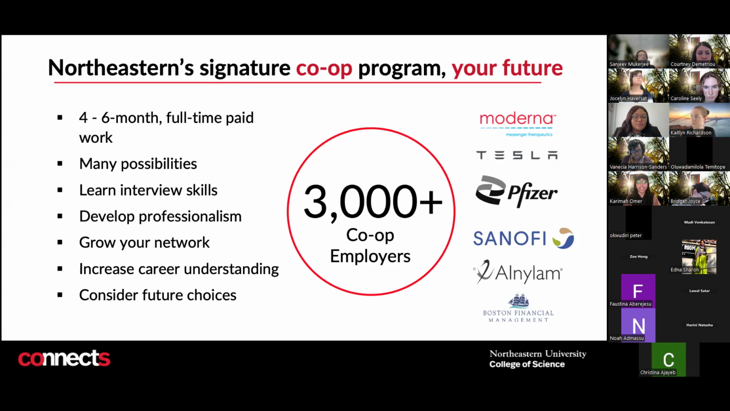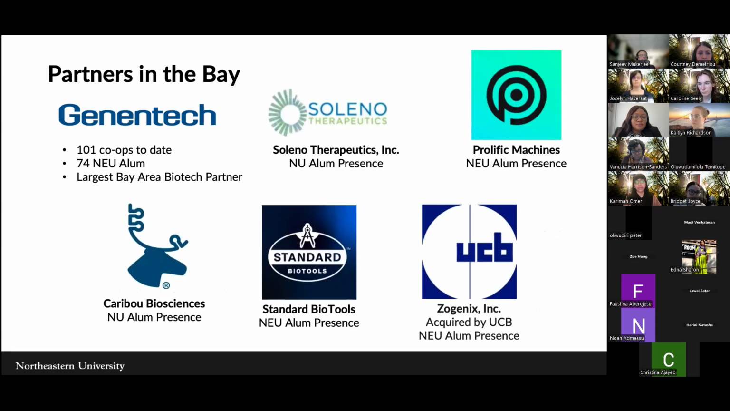And then next slide, please, is where I'll share a little bit about partners in the Bay. My colleague Caitlin shared this earlier, the biotech of the Bay. I just wanted to outline some of the biotech companies right around the corner from the campus, 20, 30 minutes away. From Genentech, which is our largest biotech company in the Bay Area. It's our largest biotech partner for Northeastern in the Bay Area as well. To date, 101 co-ops. And when we looked at the numbers, over 74 alum, and that's just from Northeastern prior to the merger with the campus before.